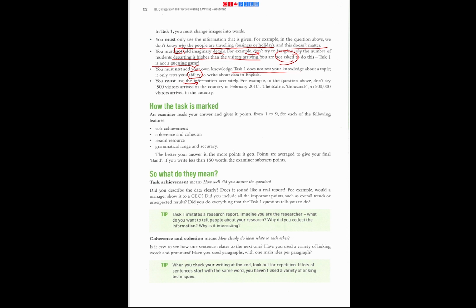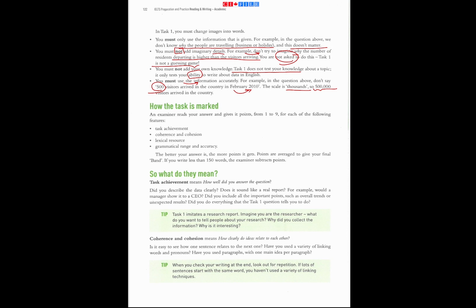You must use the information accurately. For example, in the question above, do not say 500 visitors arrived in the country in February 2010. The scale is thousands, so 500,000 visitors arrived in the country.